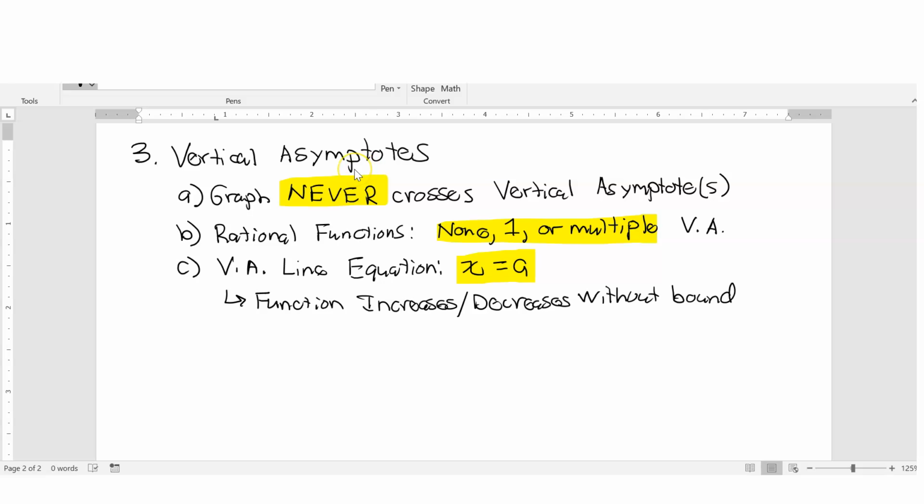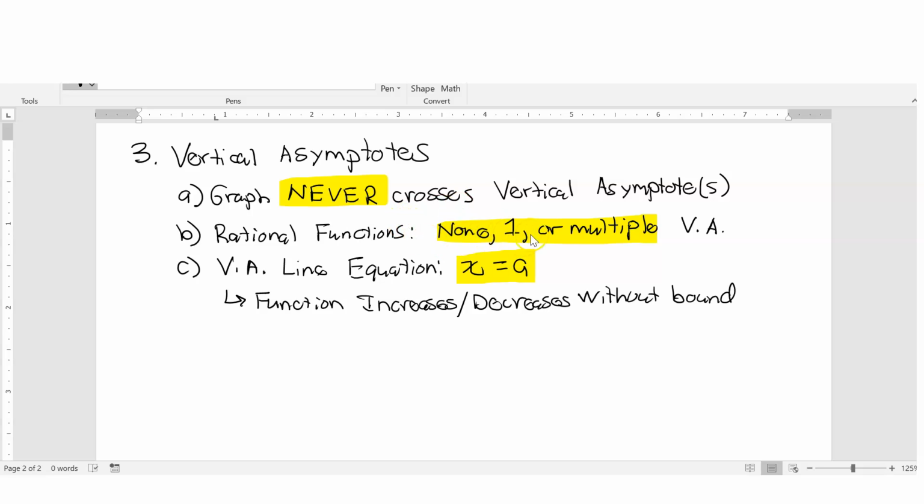Let's look at the next topic in the chapter, which is vertical asymptotes. These are really the points where you get division by 0, where you'll see a discontinuity in the graph because the function is undefined there. So, one key characteristic of vertical asymptotes: the graph never crosses a vertical asymptote. That would be division by 0, which is undefined.